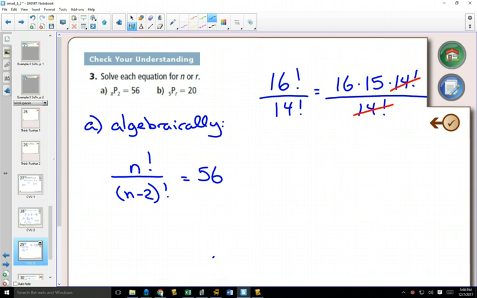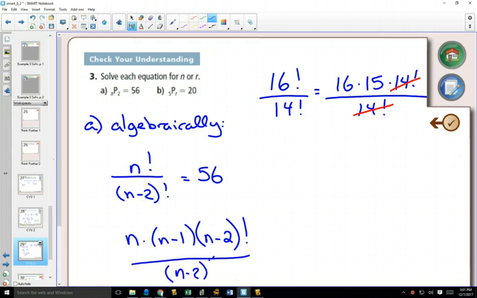Now with the variables, we have n factorial on top and n minus 2 on the bottom. Which one's bigger? n. So we start expanding the top. It'll be n times what'll be next? n minus 1. One less. What'll be next? And when I get to n minus 2, I could keep on going, but I'm just going to put an exclamation mark there because I have an n minus 2 factorial on the bottom, and those will simplify. Still equal to 56.